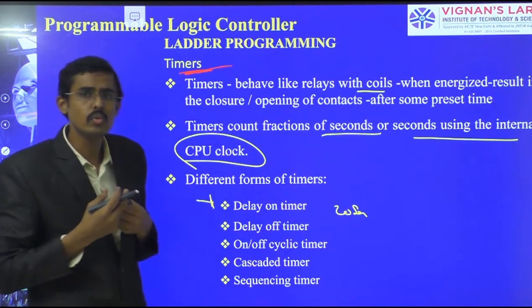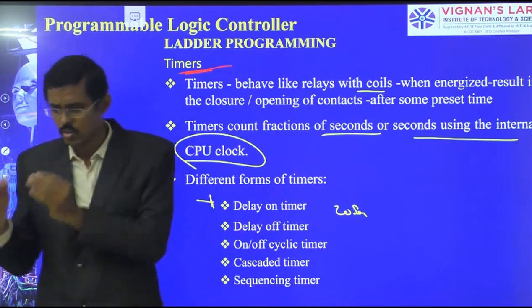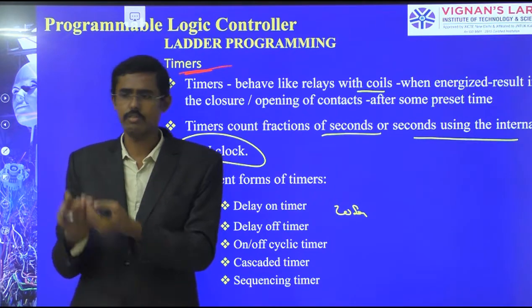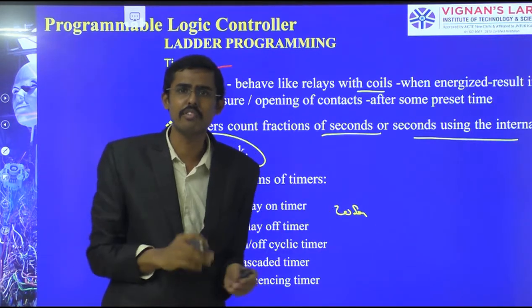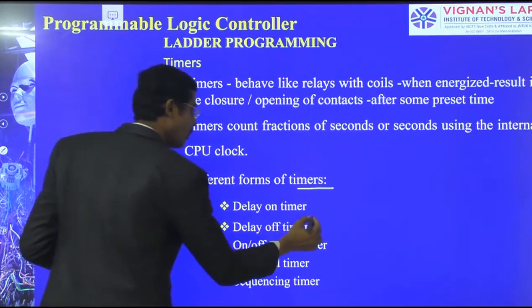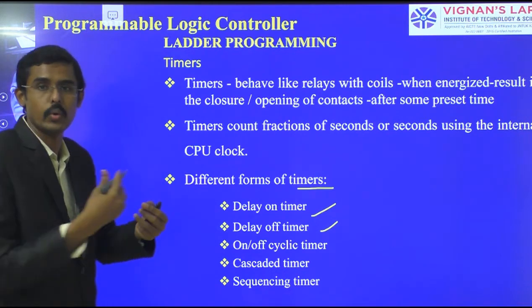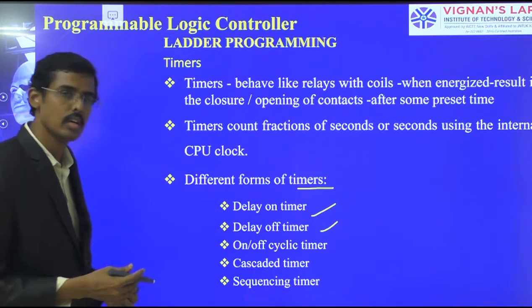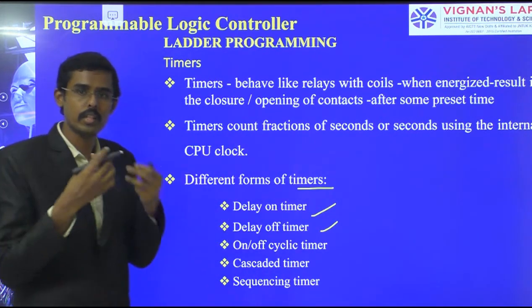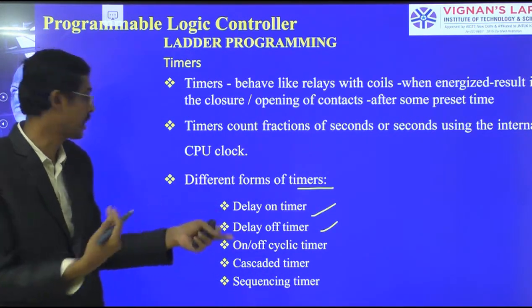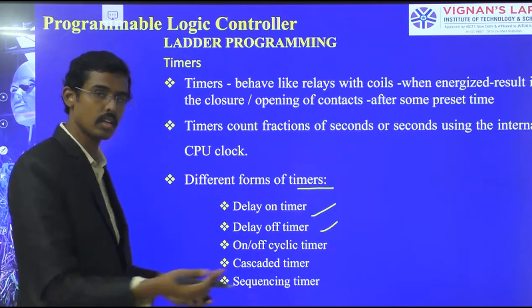The trolley may contain a load and it can move. I want to move the trolley for 1 hour, or 20 seconds, or 1 minute to shift the object from one bay to another bay. So this is a traveling time of 20 minutes. Therefore we have the on timer and the off timer, which turns off after 20 seconds. There are also on-off cyclic timers, where on and off take place every 20 seconds. Likewise we can program cascades and sequential timings.